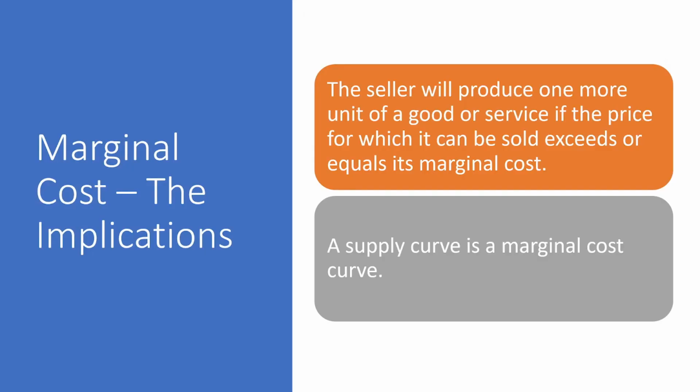So what are the implications of this? The seller will produce 1 more unit of a good or service if the price for which it can be sold exceeds or equals the marginal cost. That makes perfect sense, but what does that mean? It means the supply curve is a marginal cost curve. And just think about it.